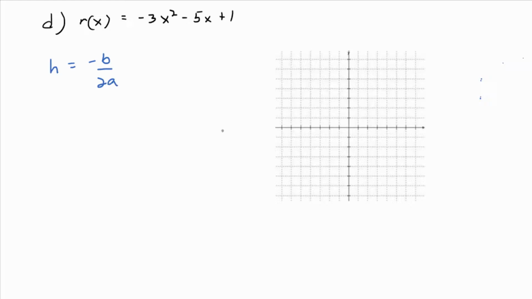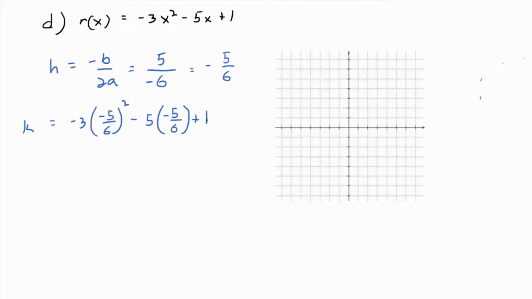All right. What's the opposite of b? Positive 5, right? B is negative 5. The opposite of negative 5 is positive 5, over 2a. What's a? Negative 3. And then what's 2 times negative 3? Negative 6. So it's 5 over negative 6, a fraction. We're going to have to deal with fractions. You can pull the negative out front if you want. How do you get k? So you have to take negative 3 times negative 5 sixths squared, minus 5 times negative 5 sixths, plus 1.